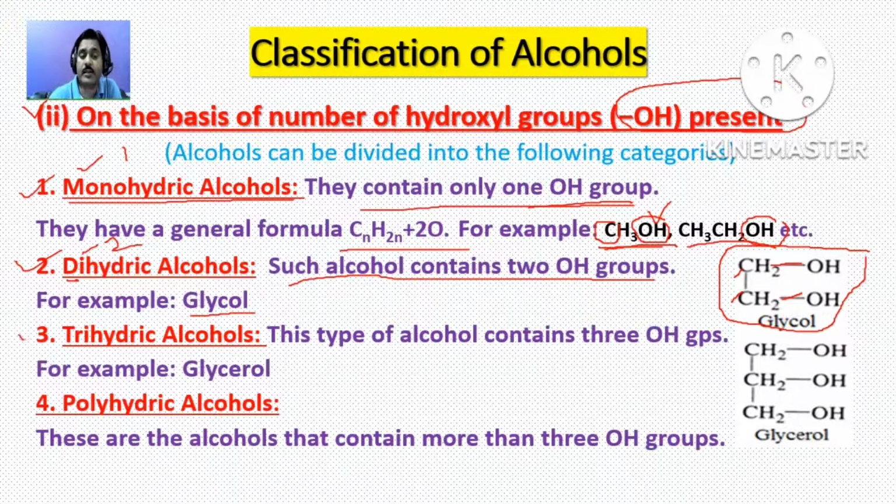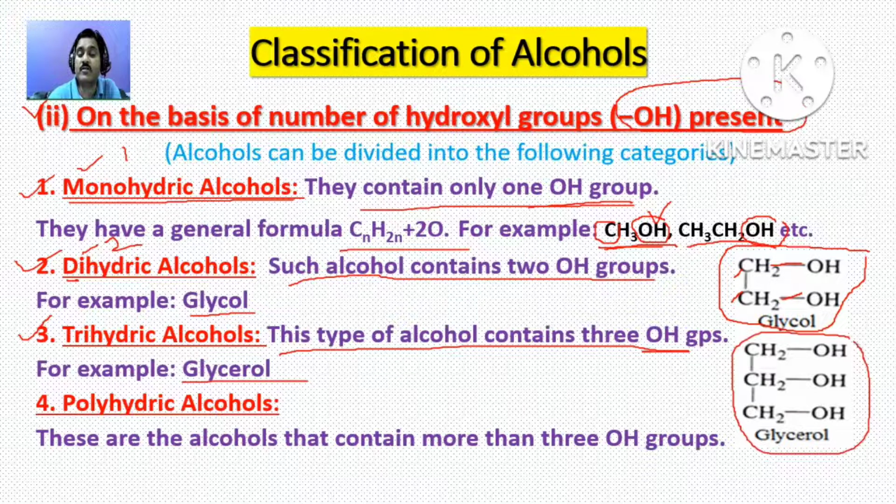Similarly, trihydric alcohols are those alcohols which have three OH groups. For example, glycerol. The structure of glycerol is here. Three carbon atoms are combined with three OH groups, three hydroxyl groups. So it is called a trihydric alcohol.